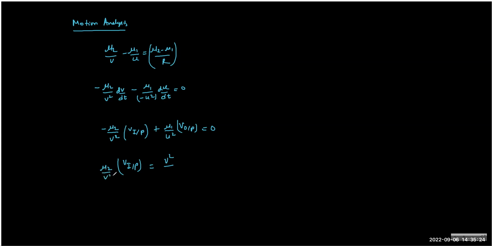So mu2 by v square is mu1 by u square into VOP. So velocity of image with point P is v square by u square into mu1 by mu2 into VOP.